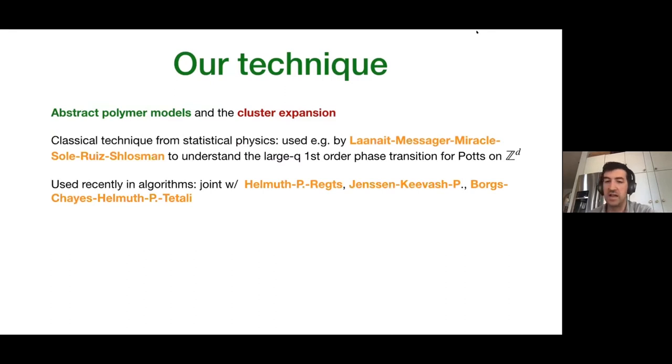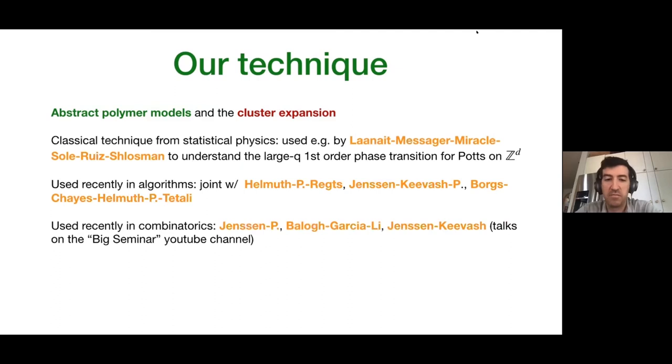And then recently, I've been, with some co-authors, using the cluster expansion to design algorithms. So a paper with Tyler Helmuth and Will Perkins, a paper with Matthew Jenssen and Peter Keevash, and some others, we can use this old technique, but now turn it into an algorithm.